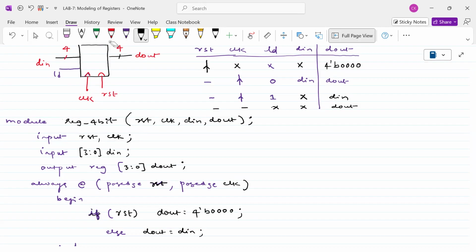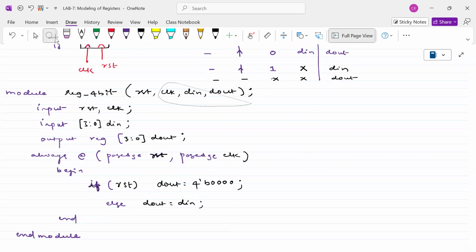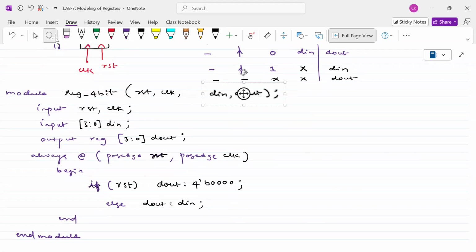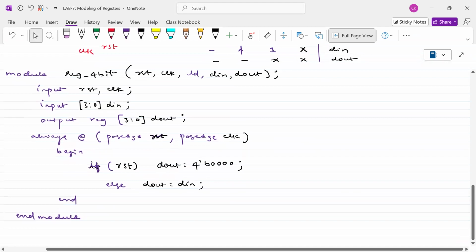Okay, all right. So what modification can we do here? Simply, we have to add the load signal. Better, I can add the load signal before the DN signal. Okay, let me add this, it is an LD. What is the modification to the code? What modification do I have to do?